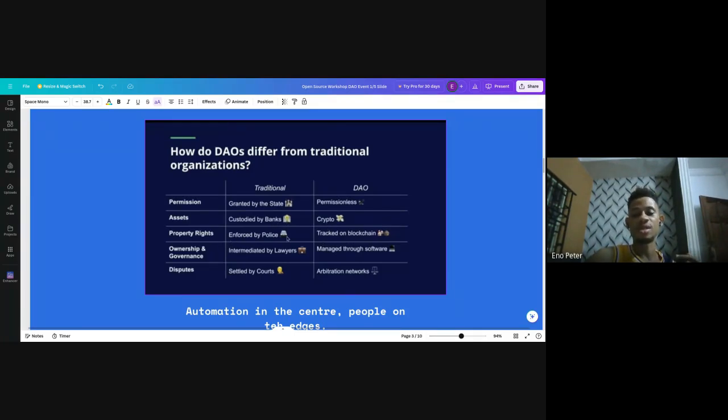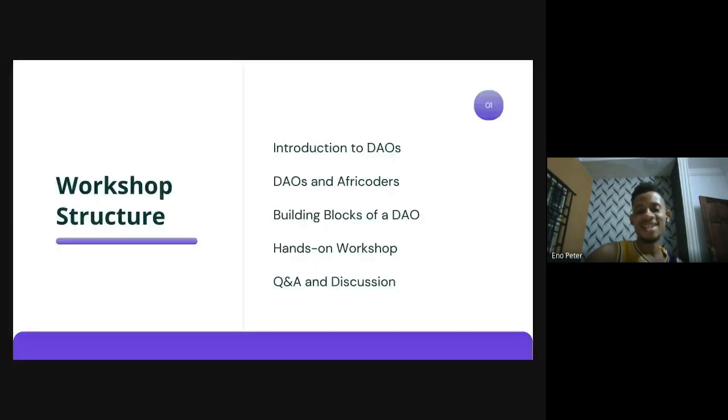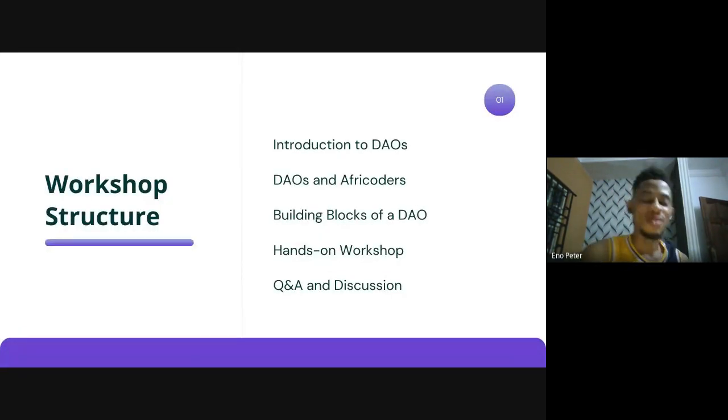Your property rights, since it's running on a blockchain, everything is tracked, everything is recorded, everything is transparent between everybody. Ownership and governance is written in the software, and disputes are settled by arbitration networks, which are basically networks that help with settling disputes. Give me a second, I'm switching slides.